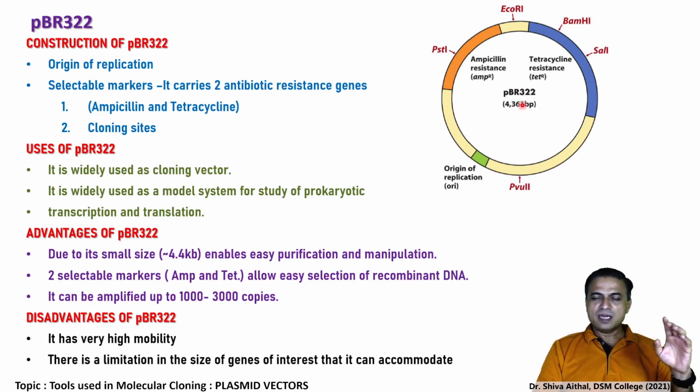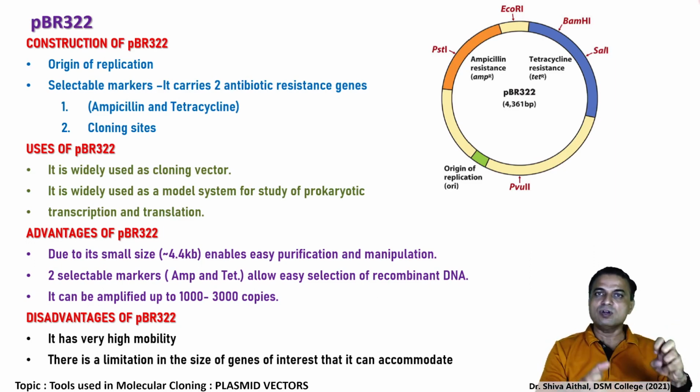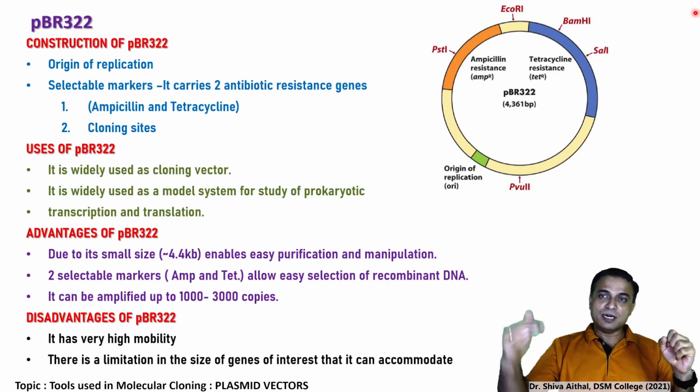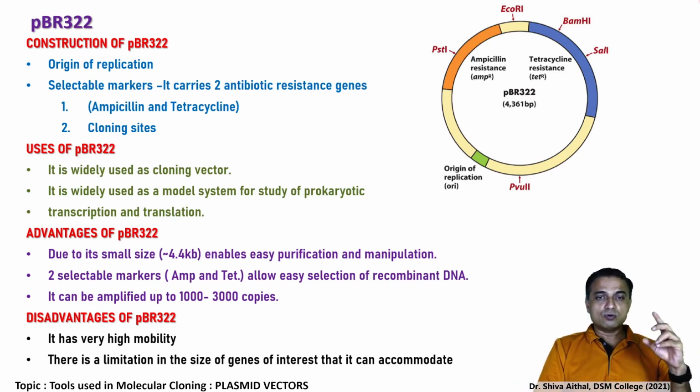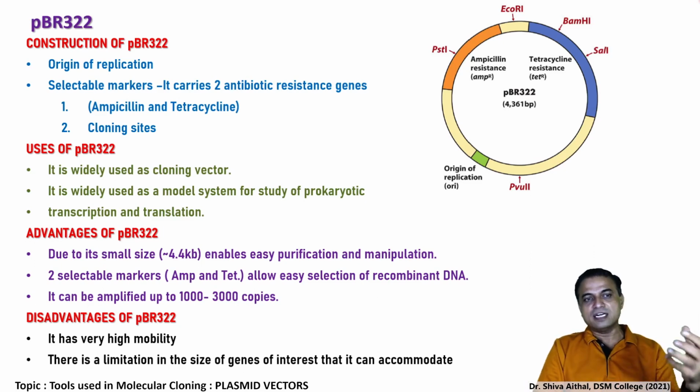As for the use of pBR322, it is widely used as a cloning vector. It is widely used as a model system to study prokaryotic transcription and translation, which can be regulated artificially in the laboratory by introducing the lac gene inside this. So this is also a very good model to understand the prokaryotic regulatory systems of protein expression.